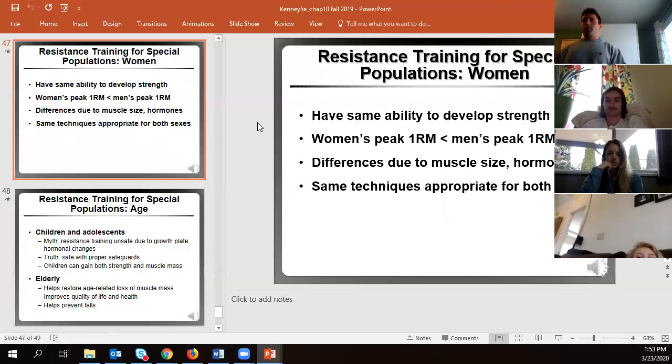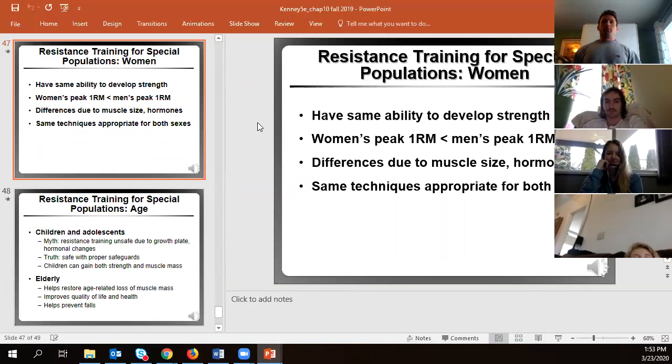Now, when it comes to training special populations, I love this slide because of the idea that women, statistically over 50% of the population, is a special population. Like, can you tell this is written by old white men? Yeah. Yeah, go figure. Women can get strong just like guys.